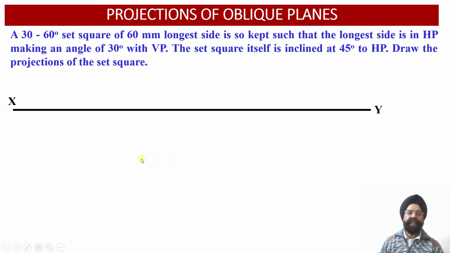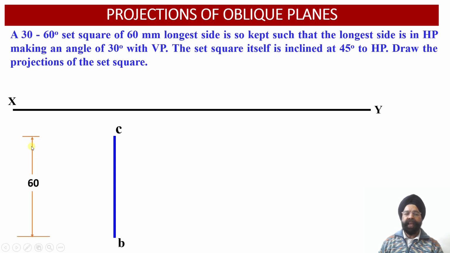As we have discussed, first of all, we have to draw the longest edge of this 30-60 set square at an angle of 90 degree with respect to the vertical plane. Once we draw this longer edge, what are its dimensions? This happens to be 60 millimeter. So we have marked the length of the longest edge of the set square as 60 millimeter.